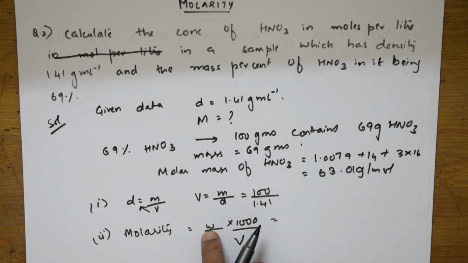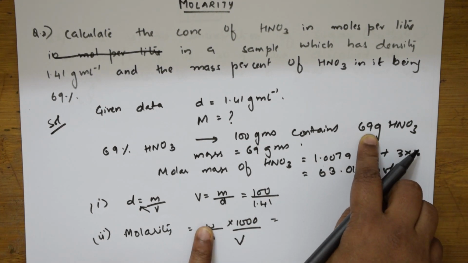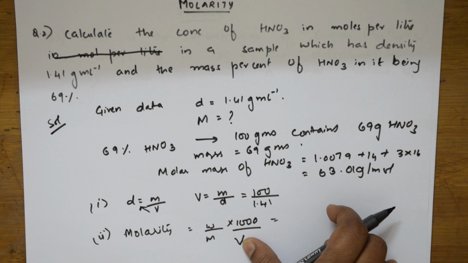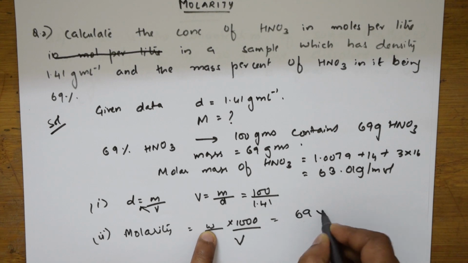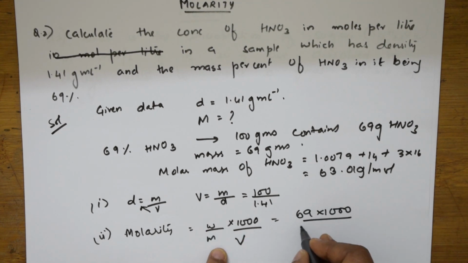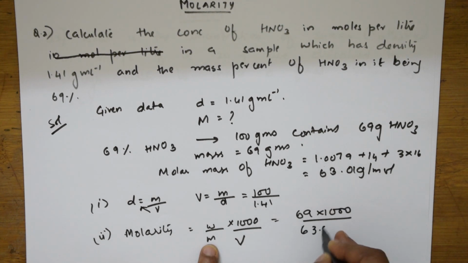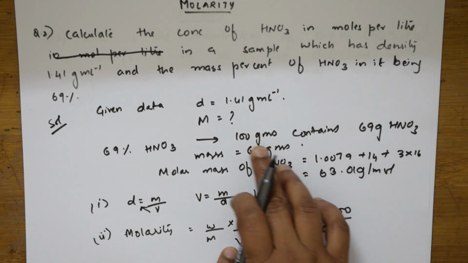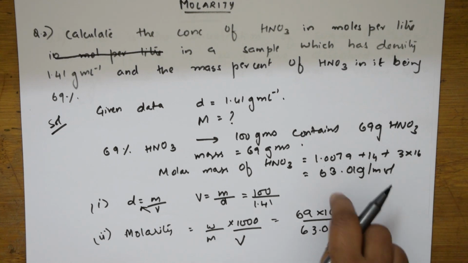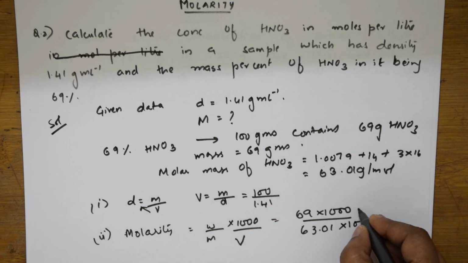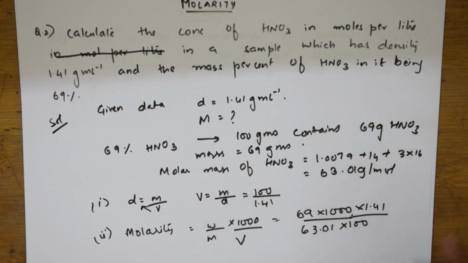Now substitute the weight which they've given, of nitric acid, because this is for the solute, and this is for the solution, isn't it? So the weight of solute I wrote as 69 into 1000, divided by the molar mass, 63.01, into the volume. The volume is 100 by 1.41, because 100 grams is the mass; when it goes to the denominator, it becomes the reverse.